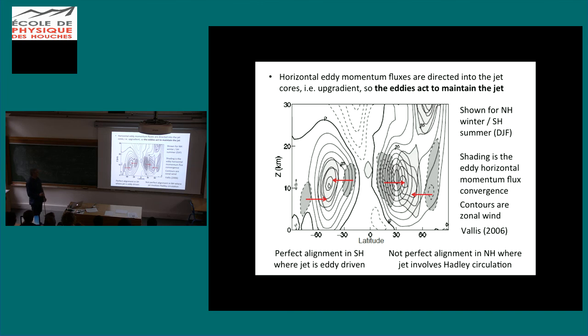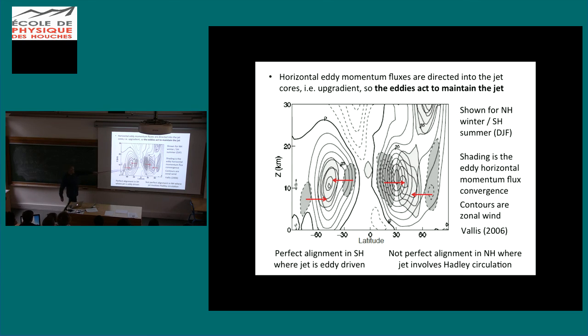So then if we come back to this picture, which I showed Bowman Lee, but it's a similar plot. This is from Vallis's book. So we come back to the fact that the eddy momentum fluxes are directed into the jet. This is for the northern winter, southern summer. We see that in the southern summer, it's perfect in the sense that the convergence is right on top of the jet. That's an eddy-driven jet.